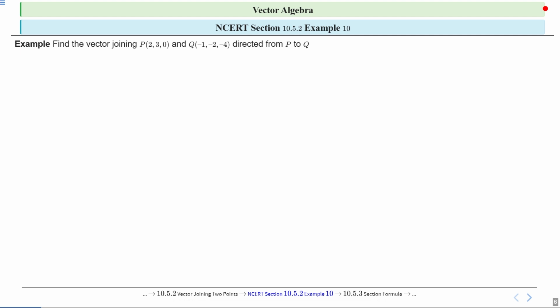So let's see NCERT section 10.5.2 example 10, which says find the vector joining P (2, 3, 0) and Q (minus 1, minus 2, minus 4) directed from P to Q. We have to find the vector joining P (2, 3, 0) and Q (minus 1, minus 2, minus 4) directed from P to Q. Okay. Right.